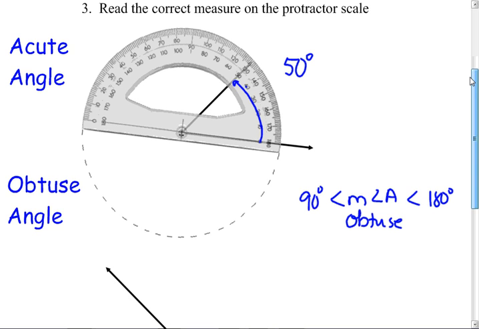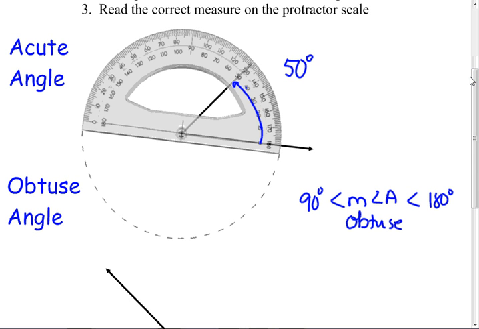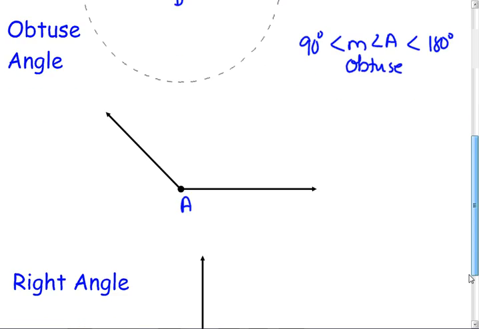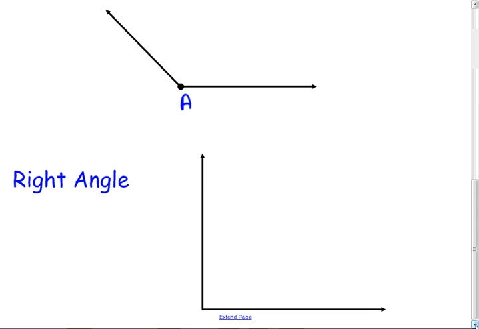And the acute angles, while I'm here, let's call that angle B. The measure of angle B is going to be between 90 degrees and 0 degrees. I didn't use equalities because that's not what they are. If it's 0 degrees, you really don't have an angle. But if it's 90 degrees, what do you have? It's a right angle. So the measure of angle C is equal to 90 degrees.